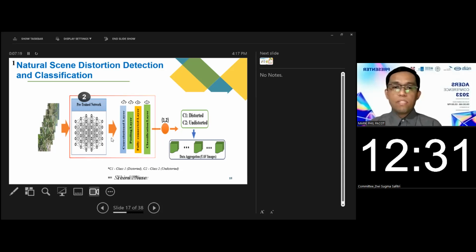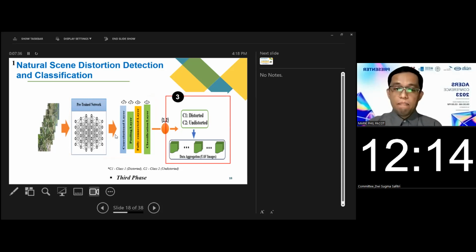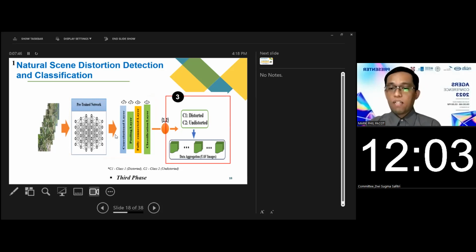The third phase is data aggregation. After identifying those distorted and undistorted images, they will be grouped together to produce generated subgroups. Basically, each subgroup contains images of the same class type. For example, class 1 is all distorted images, and class 2 is undistorted images. We are going to determine later what the effect of this data aggregation is.